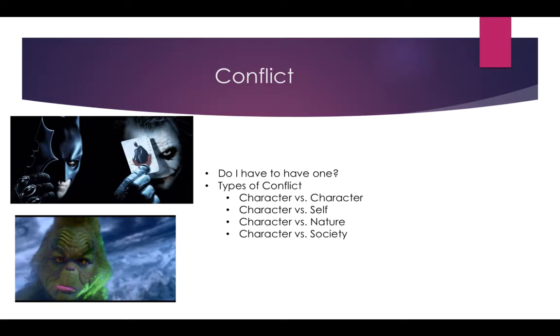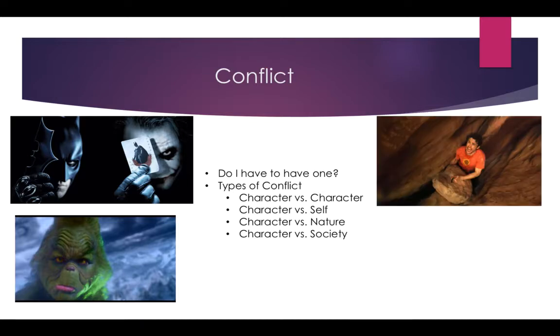Then you have character versus nature. This is simply a character battling any force of nature, usually to survive, to escape, or to reach civilization. I gave you the example here of 127 Hours, which was a true story about a man who had his arm trapped under a rock. I won't spoil it for you, but he does figure out how to escape. But anytime you have a character who's escaping the desert or a desert island or a snowy wasteland or something like that, we have character versus nature.